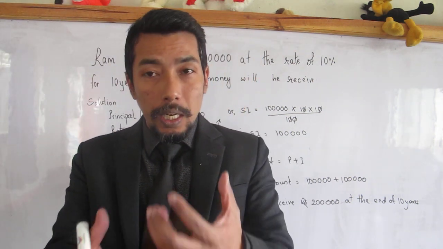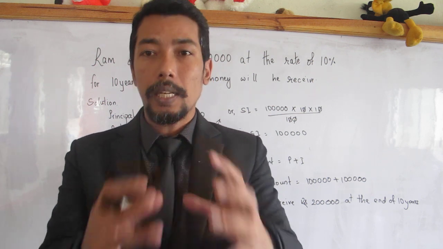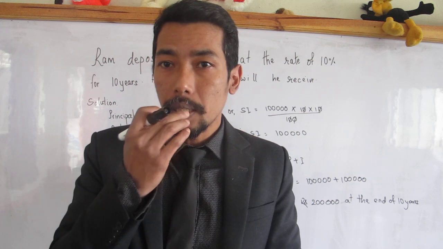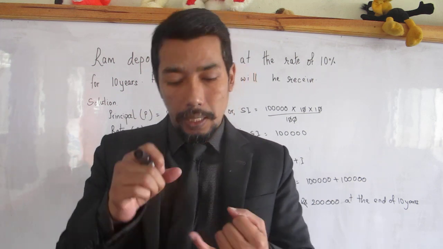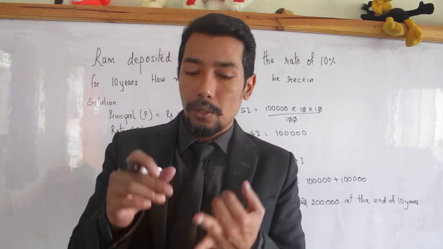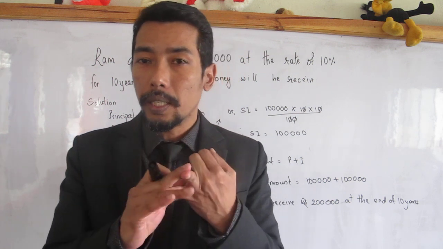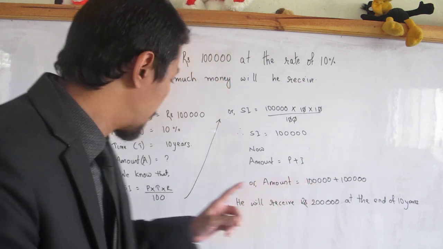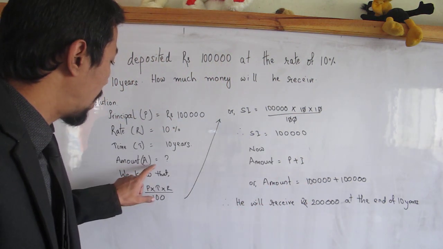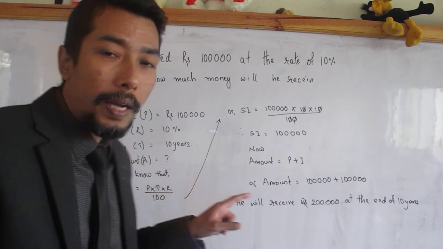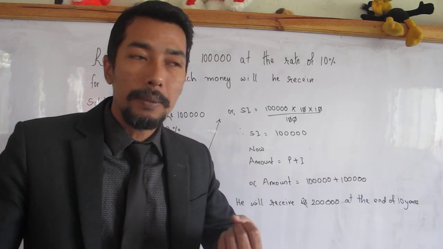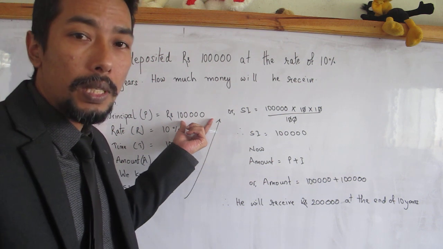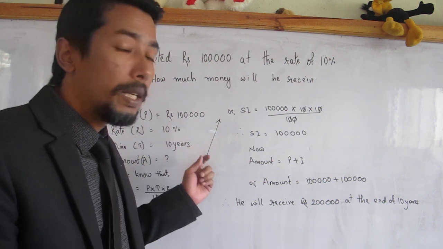That means he needs to get back the money that he deposited, and the extra money. The extra money, we call it interest. So he needs to get the principal and he needs to get the interest. Principal and interest together is the amount. So we need to find the amount. Amount is equal to question mark. In order to find the amount, we need the principal and we need the interest. We have the principal, 100,000 or 1 lakh rupees, and we need to find the interest.